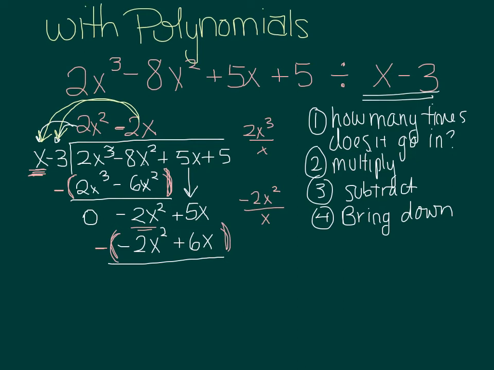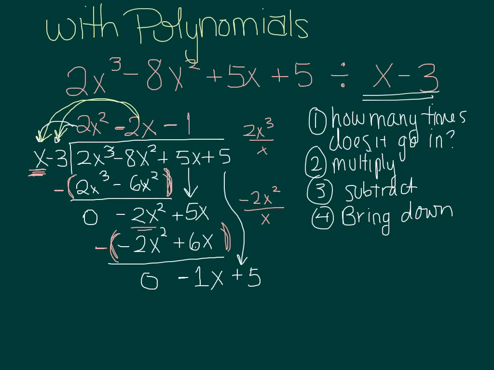Again, this part here, the first terms, are going to cancel out my x squared. So I have a 0. 5x minus 6x will be a negative 1x. Good. Now I'm going to bring down this plus 5. So now my question is, how many times does x go into negative 1x? Again, I'm going back just to that x part. Well, just once.